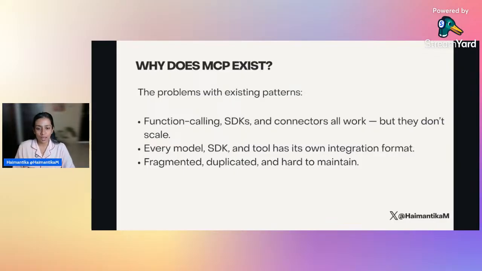So what has happened in the end is that we have fragmented ecosystems where the same weather API, as you all know, is a very common example of an app that most of us have built while we were learning about APIs. At the end of the day, it is the same weather API that we are using, but it is integrated differently because different providers have different frameworks and different ways of doing their function calling.